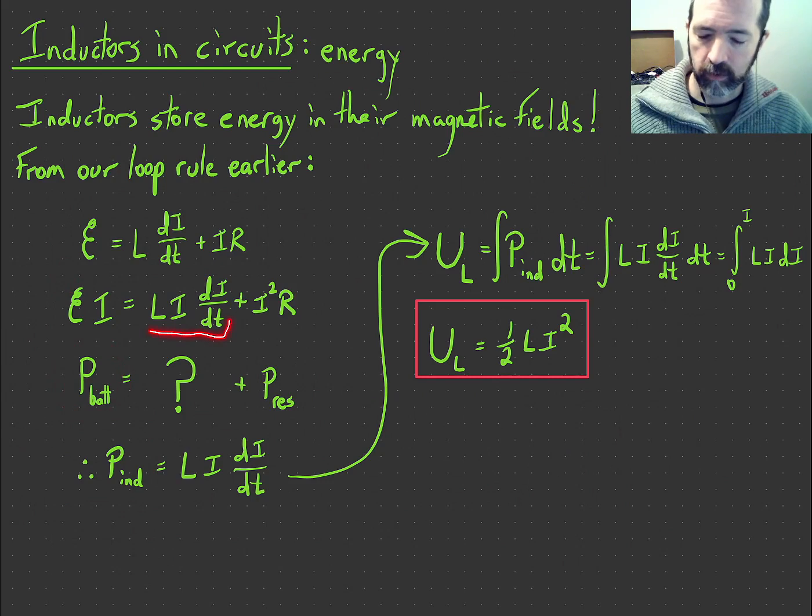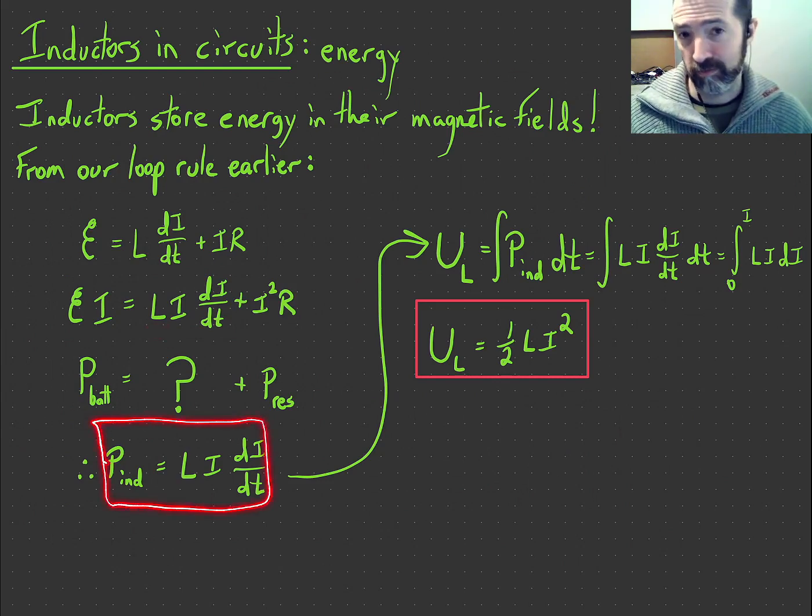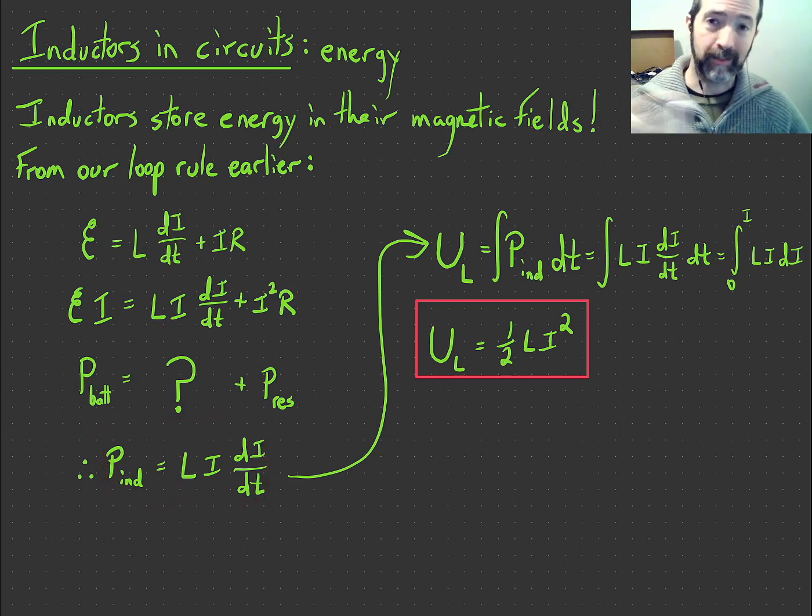And so we have this other term here, which has to be a power, and the only other thing in the circuit is the inductor, and it already has L in it. So that expression must be the power used by the inductor. That is the rate at which energy is being deposited into the magnetic field of the inductor.